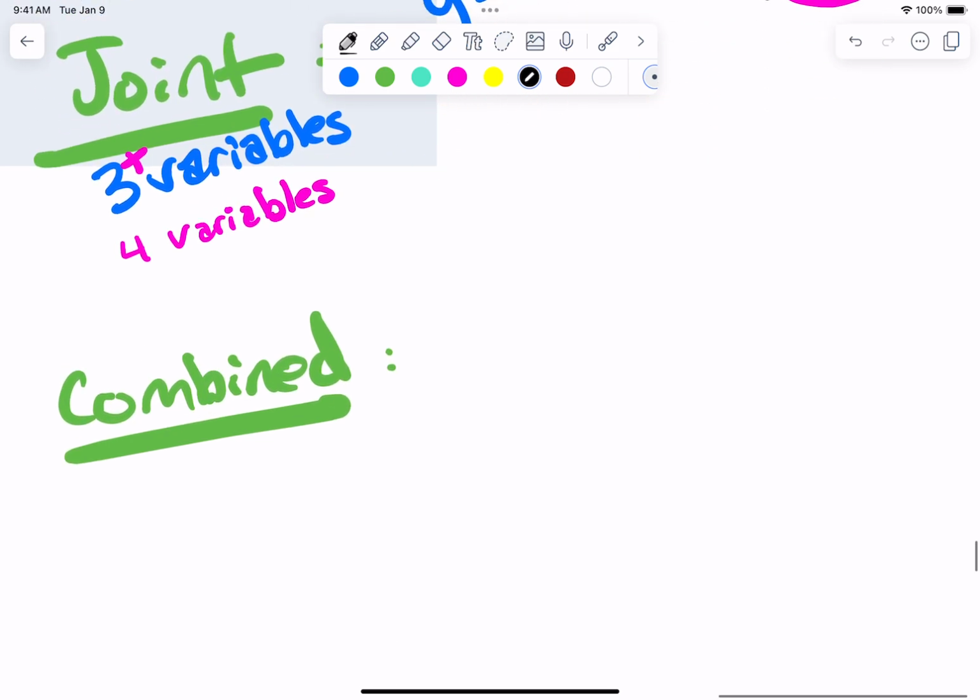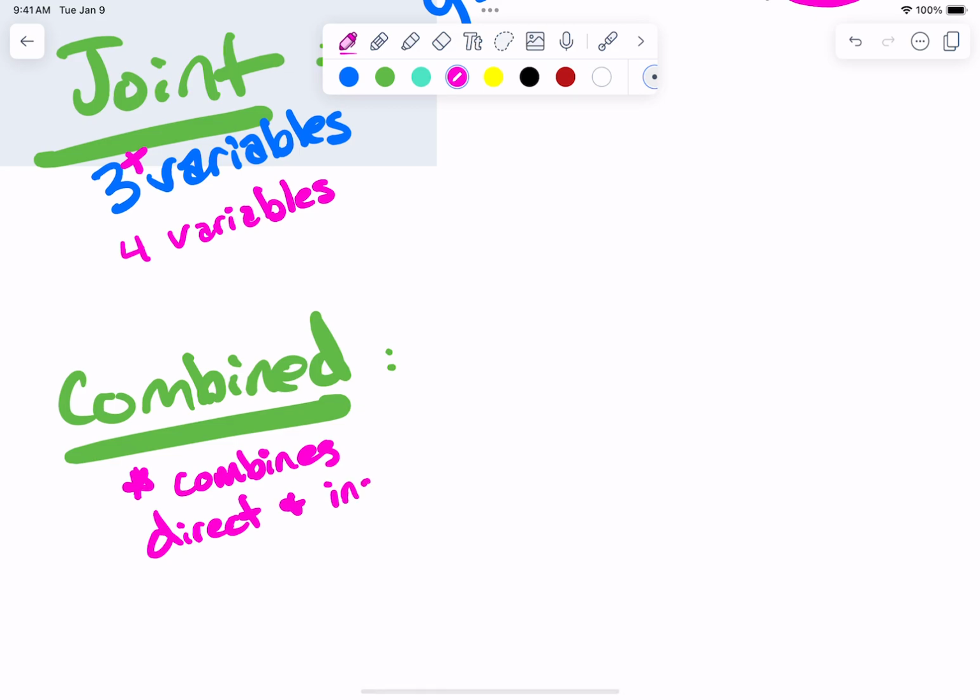Okay, and then combined variation combines direct and indirect. So for example, this will have 3 plus variables also.